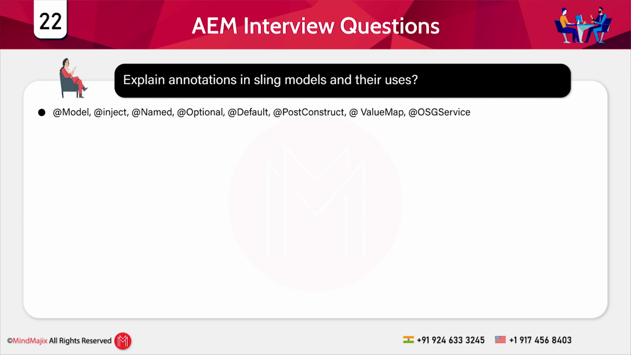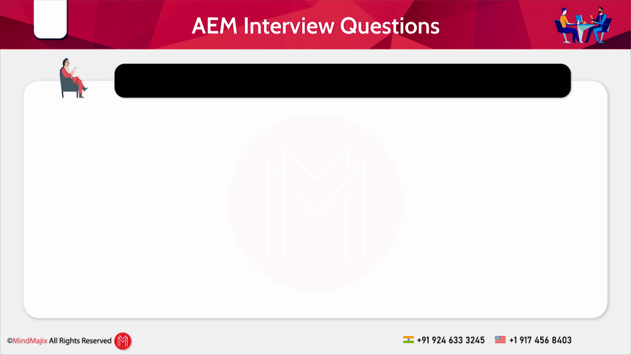Once all annotations are loaded and everything is injected, the methods you want to run afterwards you can mention under PostConstruct. ValueMap is similar to Inject. So there are many annotations present in the Sling Model. These are some. Just now we talked about the client library.